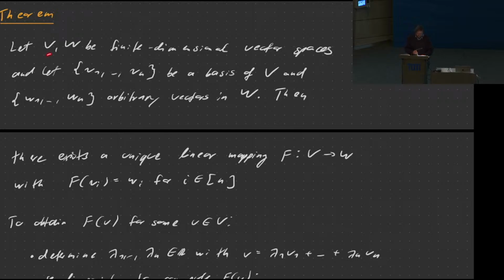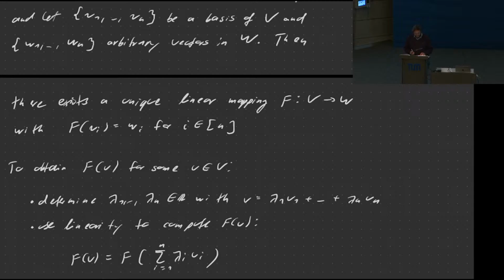So what we have here is 2 finite dimensional vector spaces and the basis of the domain and some arbitrary vectors, same number, in the codomain. Doesn't have to be a basis, doesn't have to be linear independent, right? Just has to be the same number, no matter what we choose. We could also use the same vector over and over again. That's fine.